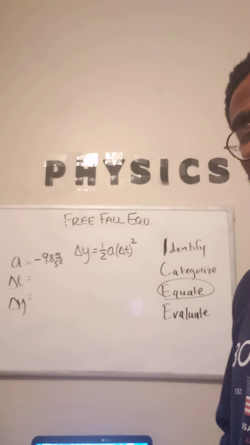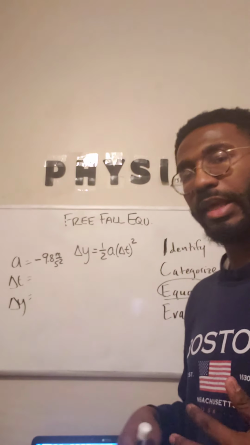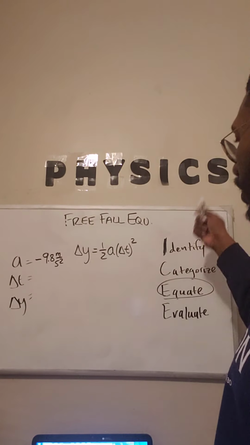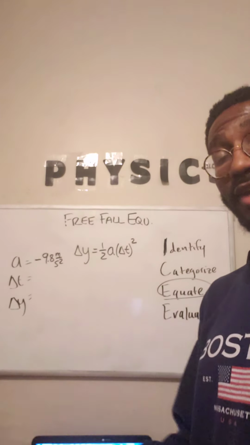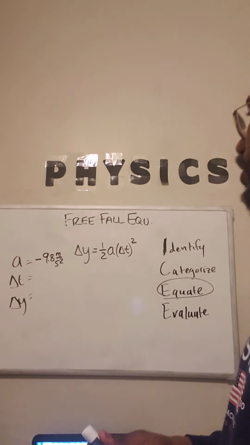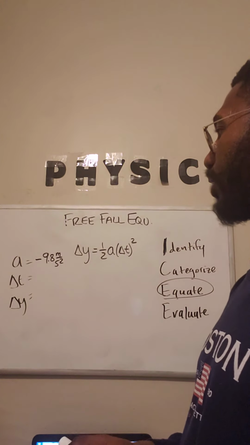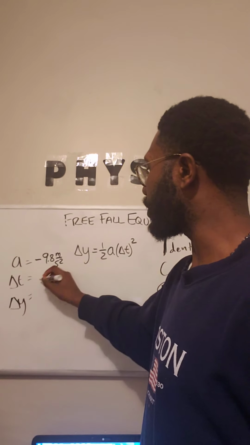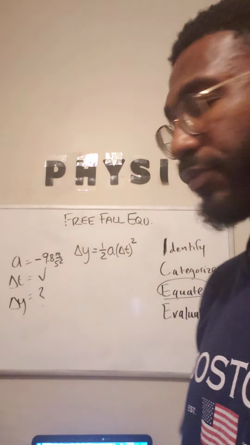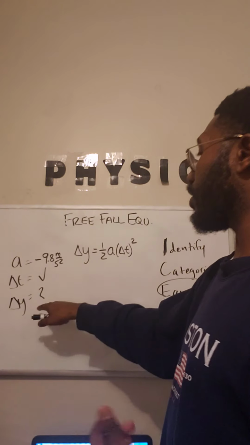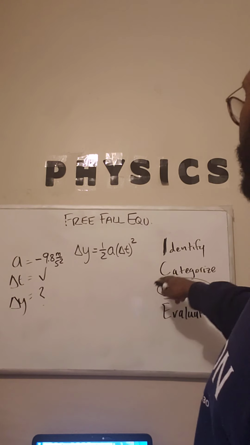So if we were to come across a word problem, we don't want to feel like we're in the hot seat. We want to keep a cool head, and we keep a cool head by remembering ICE. So we want to first identify all the measurements and the question that are given to us in the problem. So first step for identifying, we know A is negative 9.8 meters per second squared. Let's say they give us some value for time, but they ask us how far did the object fall. We would mark all of those, identify those. The next step is to categorize.